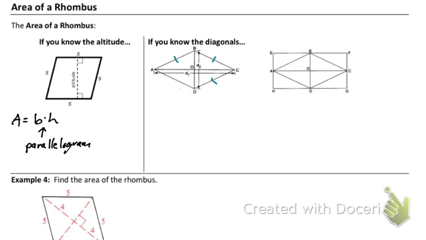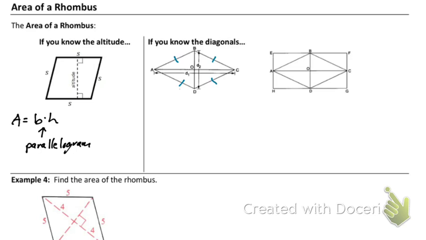Here is another method for coming up with the area of a rhombus. And this one's based upon the fact that you know both diagonals. This one is if you know the base and the altitude. This one is if you know both diagonals. Well, kind of like a triangle.